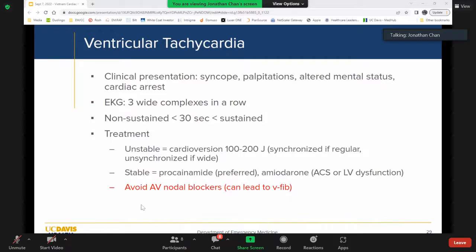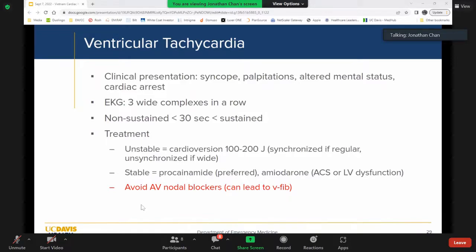The treatment here is that if they're unstable, then you want to cardiovert them. If it's a regular complex tachycardia, you could do synchronized, and if it's wide complex, you could do unsynchronized. The cardioversion would be 100 to 200 joules. If the patient is stable, then you can use procainamide, which I know you said you don't always have in the hospitals in Vietnam. Or you can do amiodarone as well.